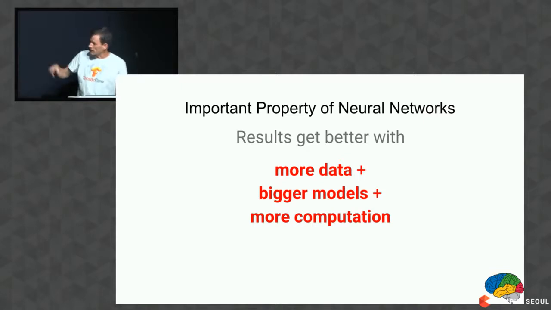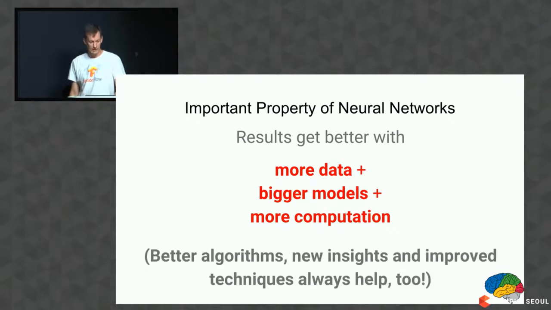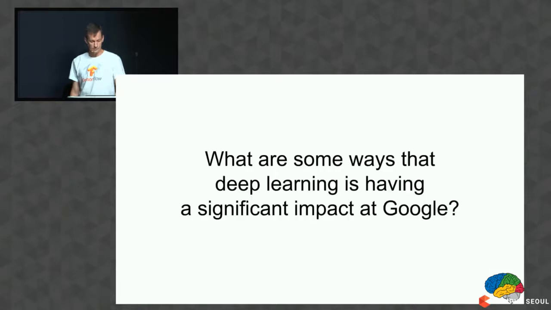The unfortunate thing is that to do larger models on more data, you actually need a lot more computation. So a lot of what we've been working on is how can we scale the amount of computation we need to throw at these problems in order to train bigger models on more data. Along the way, people have also been developing better algorithms and new insights into what kinds of models are particularly effective for different kinds of problems, which is also useful.